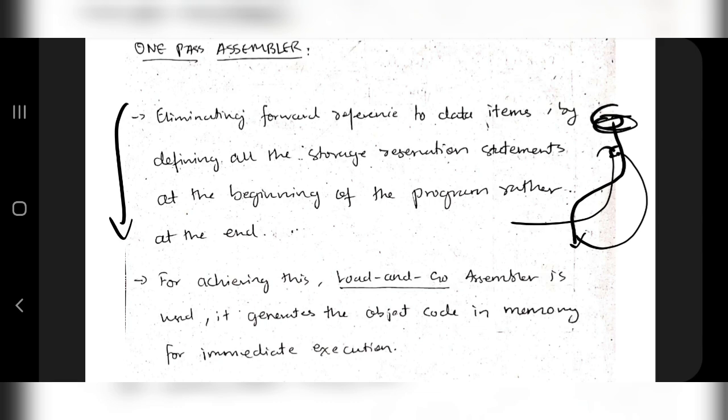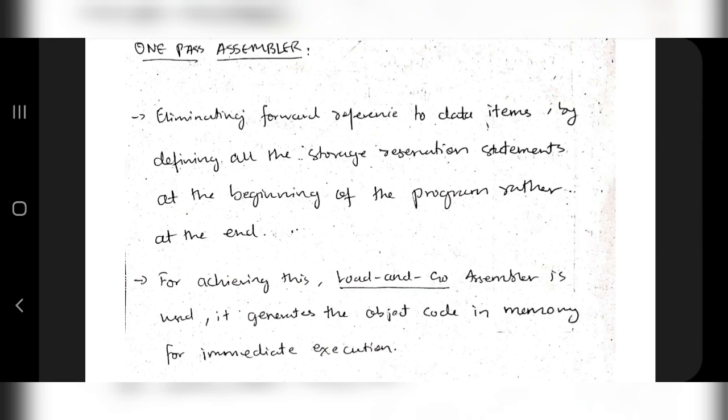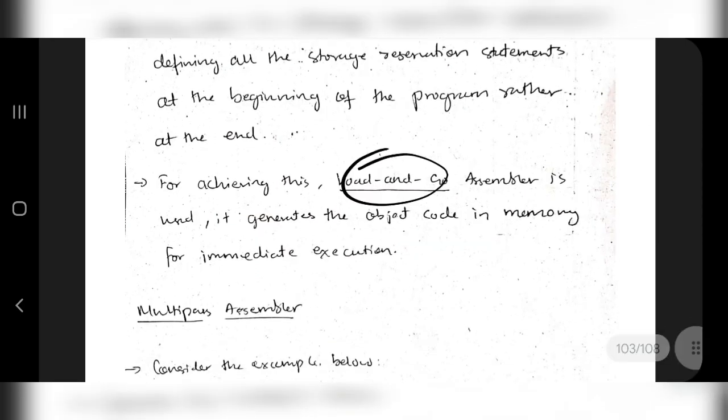But instead, if you just refer to the opcodes which are previously present, at that time only one pass is sufficient, isn't it? So that is known as a one pass assembler. That is known as the load and go algorithm.